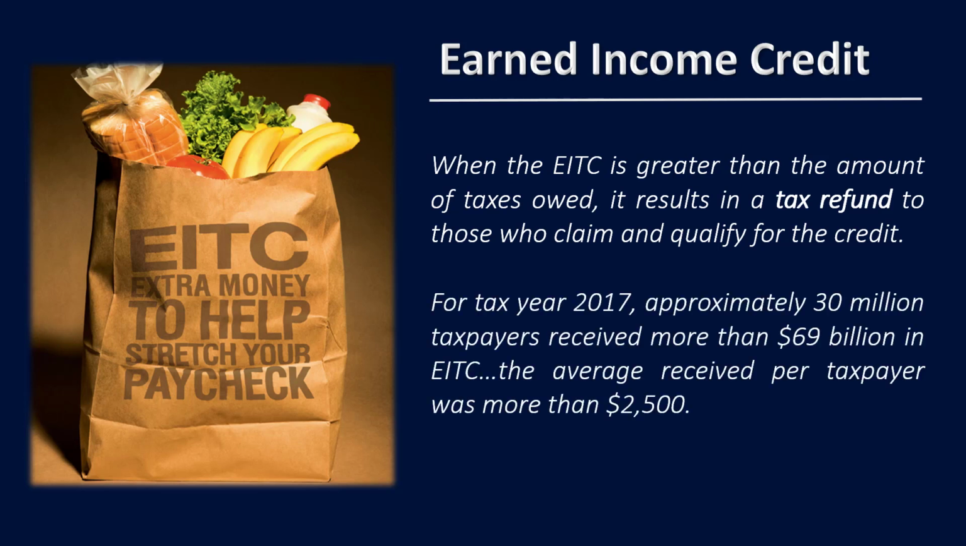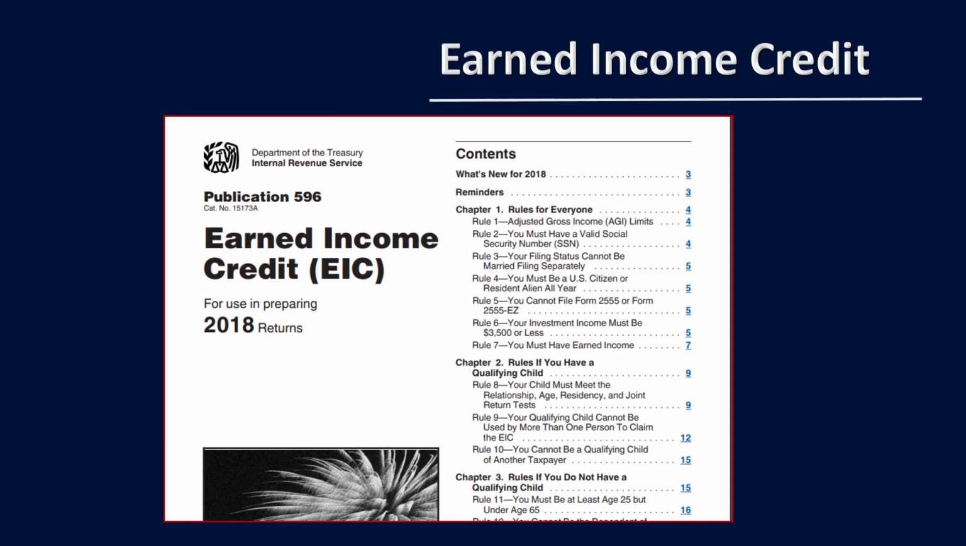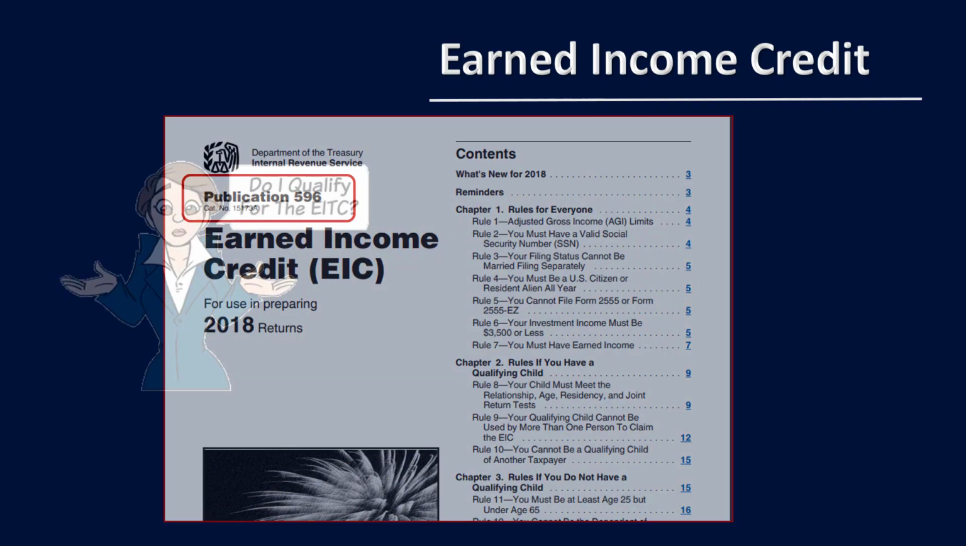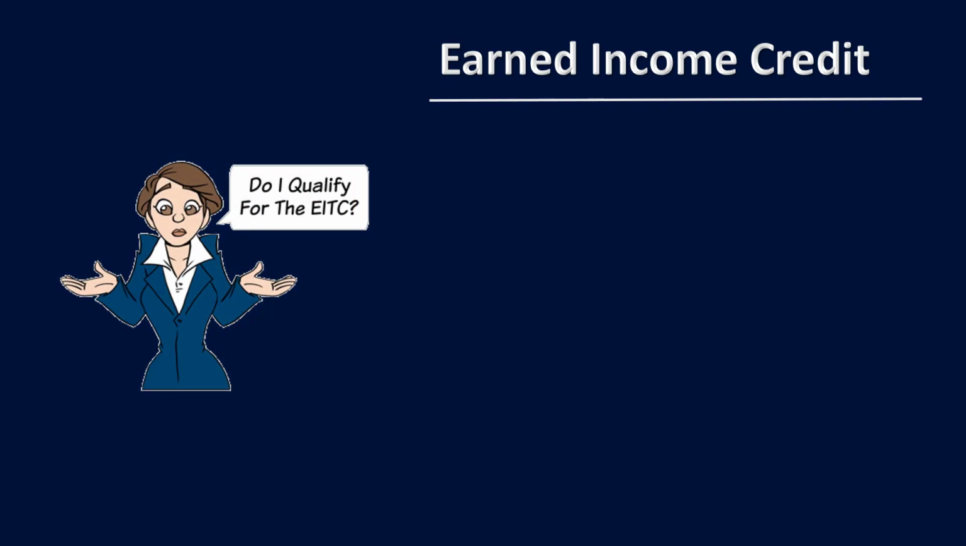Looking back at tax year 2017, approximately 30 million taxpayers received more than $69 billion in EIC. The average received per taxpayer was more than $2,500. Now, your go-to publication for the Earned Income Credit, for the rules, regulations, tables, and so forth, is Publication 596, found on irs.gov.